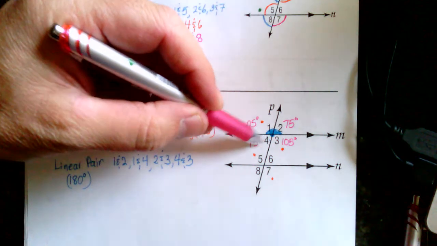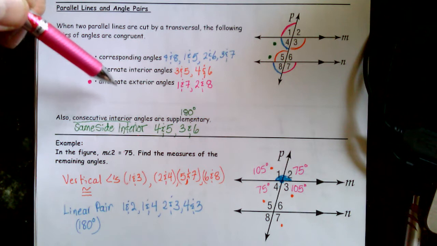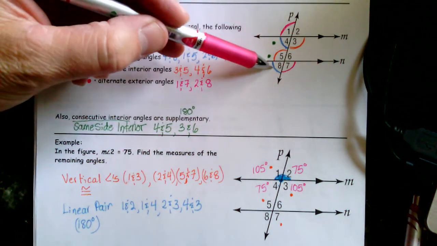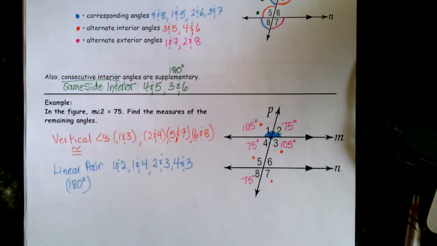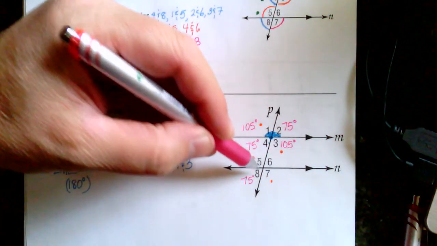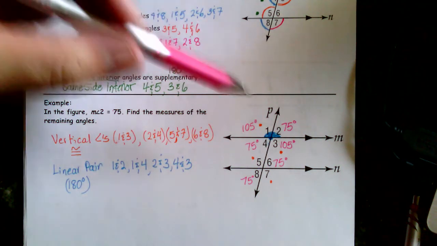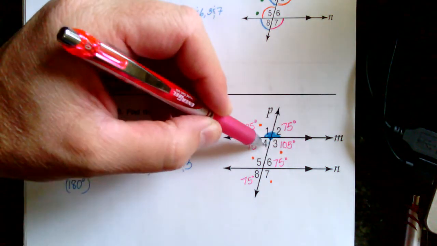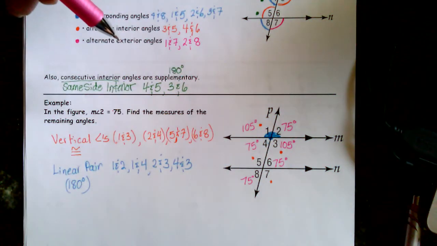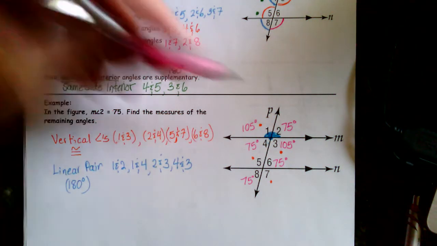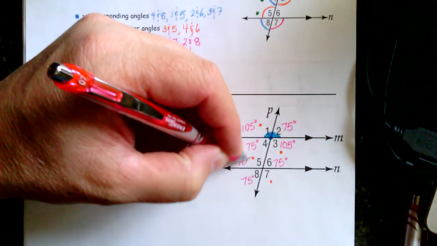Well, if I know angle 4 is 75 degrees, and remember from earlier, we said corresponding angles are the ones that match up. So here's 4 and 8. So that must mean down here that this is 75 degrees. And then vertical to that would be 6. So that's 75 degrees. And on top of that, 75 with 4 and 75 with 6, those are the alternate interior angles. Okay? So those are congruent.